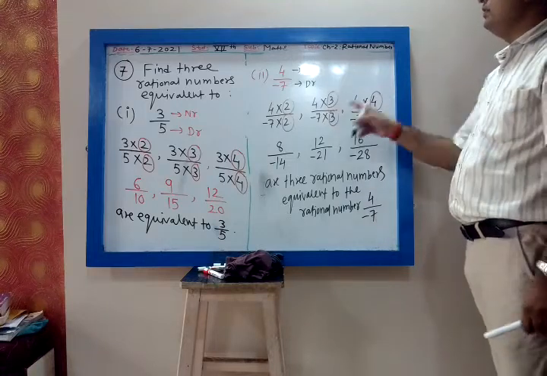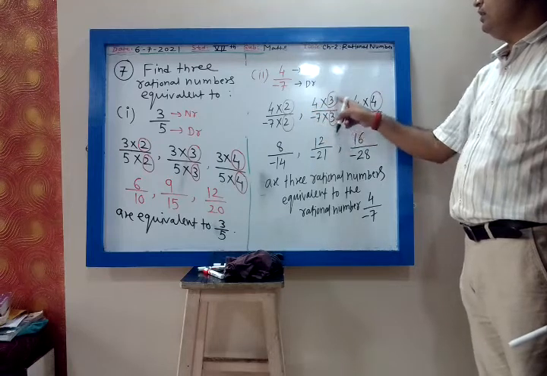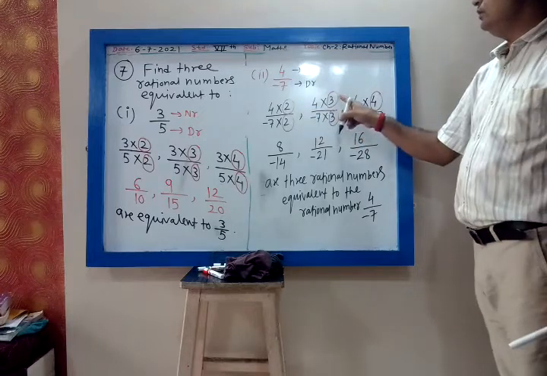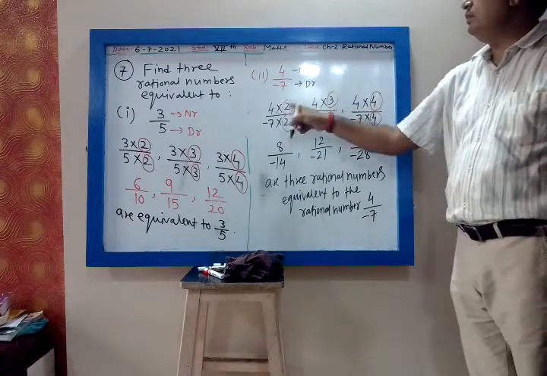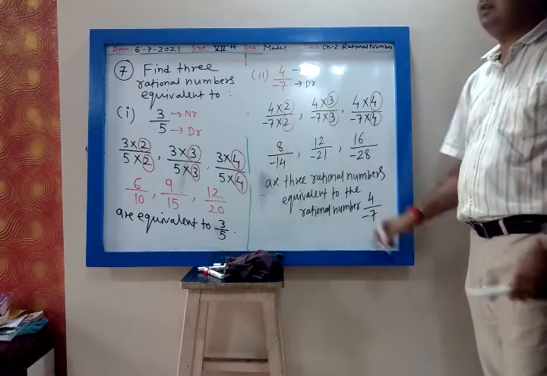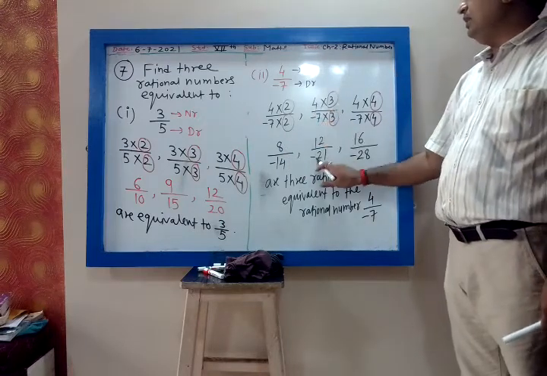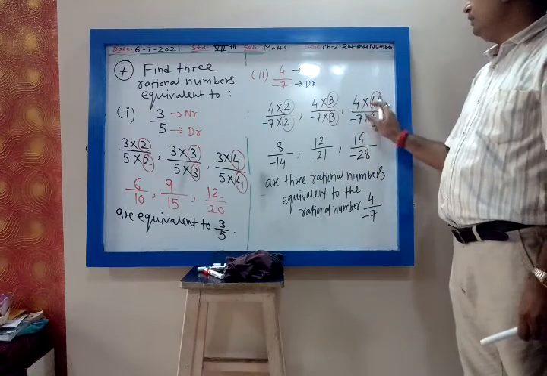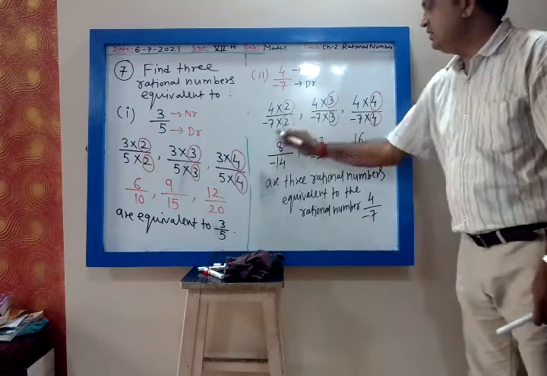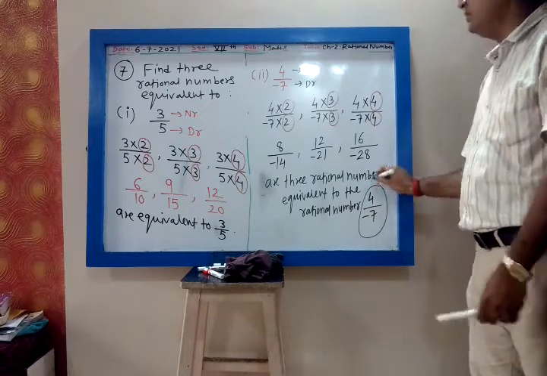with three different numbers. First I multiply with 2, then I have multiplied numerator and denominator with 3, then I have multiplied numerator and denominator with 4. So 2, then 3, then 4. Now multiply. 4 2s are 8, minus 7 2s are 14. 8 upon minus 14 is the first rational number. 4 3s are 12, minus 7 into 3, minus 21, second rational number. 4 into 4, 16, minus 7 into 4, minus 28. This is my third rational number. So these three rational numbers are equivalent to the original rational number 4 upon minus 7.